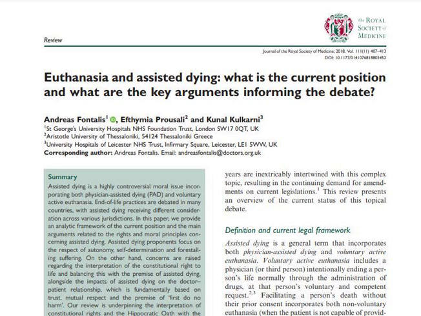Sometimes something can be moral and illegal. Sometimes something can be legal and immoral. Their goal in this piece is to, quote, provide an analytic framework of the current position and the main arguments related to the rights and moral principles concerning assisted dying.